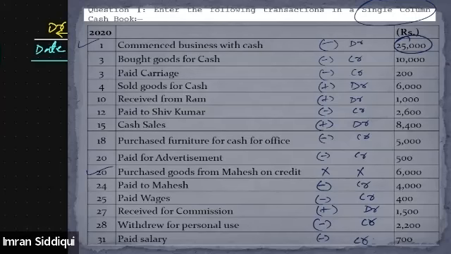Okay. So just tell me the answer you have got, Ritika. Tell me the closing balance you have got. Ritika, could you please tell me the closing balance? Sir, the closing balance I got was 60,300.